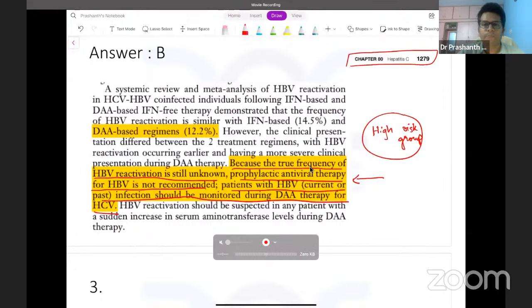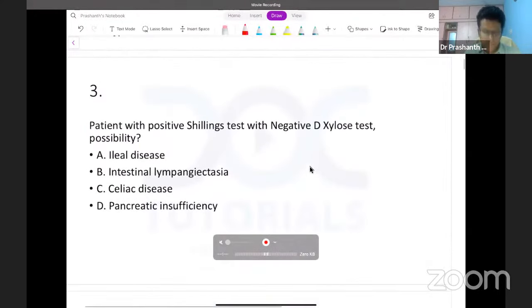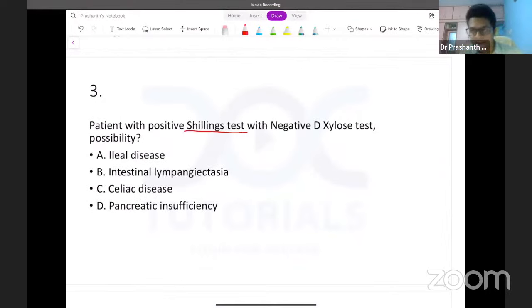Okay, let me go to the next question. Schilling's test is now never done of late. We have vitamin B12 levels and methylmalonic acid levels and things. But for MCQs, this is still a question. The concept of Schilling's is still considered complicated enough to be tested in your exams. So if the Schilling test is positive and the patient has a D-xylose test which is negative, what is the probable cause?